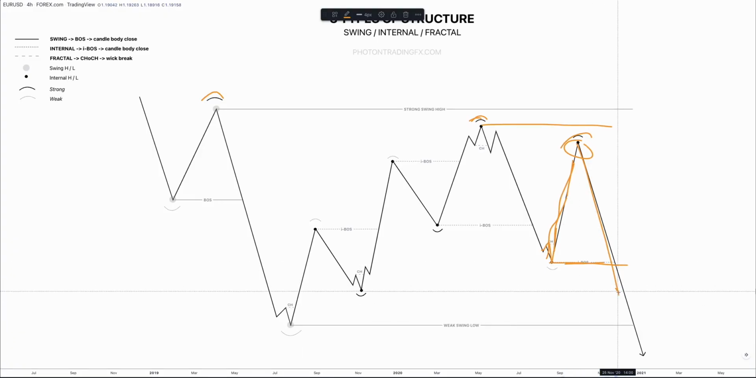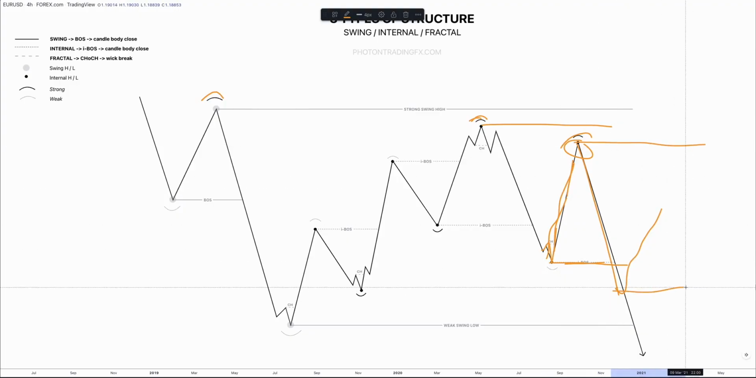Now, when we get this IBOS here, potentially we may get another pullback. But again, this would be our new strong high, right? Because it took out the low. That would be our new range. We wouldn't expect price to trade any higher than here. And then we can get short and then target that movement.